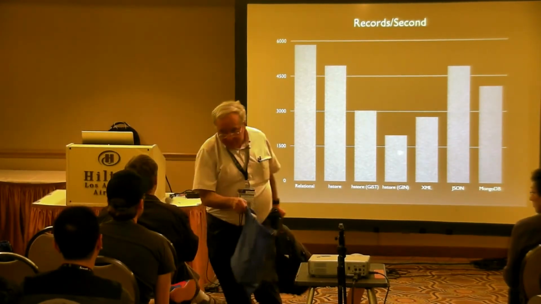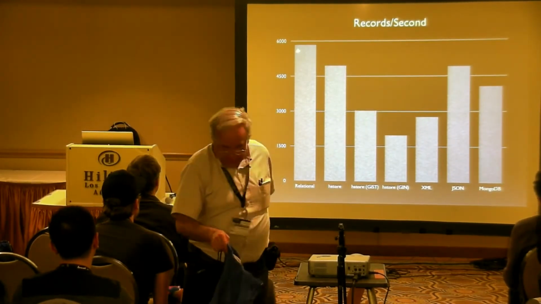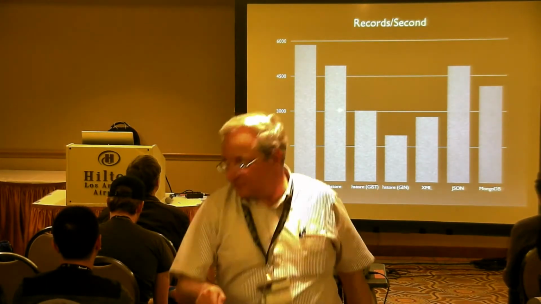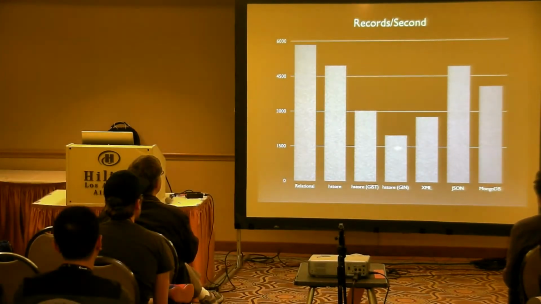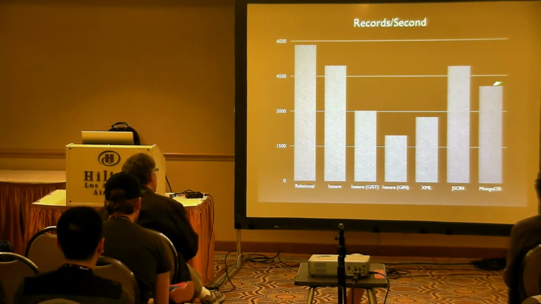Note it. So working, relational was the fastest, followed by hstore. Index build time was obviously significant here. XML was not that performant. JSON was pretty competitive. It was actually a tiny bit shorter than hstore, but you can barely see it. And MongoDB was kind of in the middle.